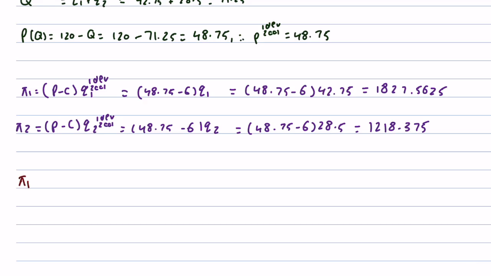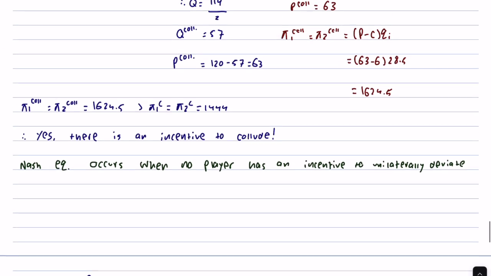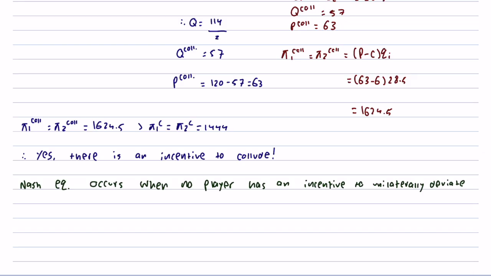We know that profit 1 given firm 1 deviates and firm 2 colludes is equal to 1,827.5625, and profit 2 given that 1 deviates and 2 colludes is equal to 1,218.375. If you recall, the profit in the case where both firms work together and collude was equal to 1,624.5. We just calculated this over here. Profit 1 collusion is equal to profit 2 collusion, which is equal to 1,624.5.